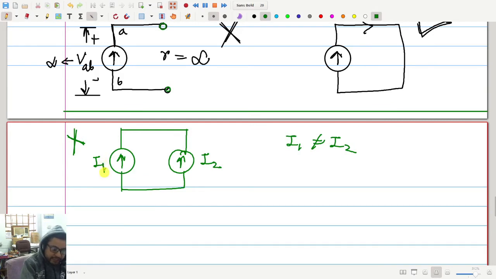You should never do it, because what will happen? One source will try to keep this current to I1, another source will try to keep this current to, in this case, minus I2. So they will try to increase the voltage continuously to achieve their desired goal, which they will not be able to achieve, and in the process some breakdown will occur.